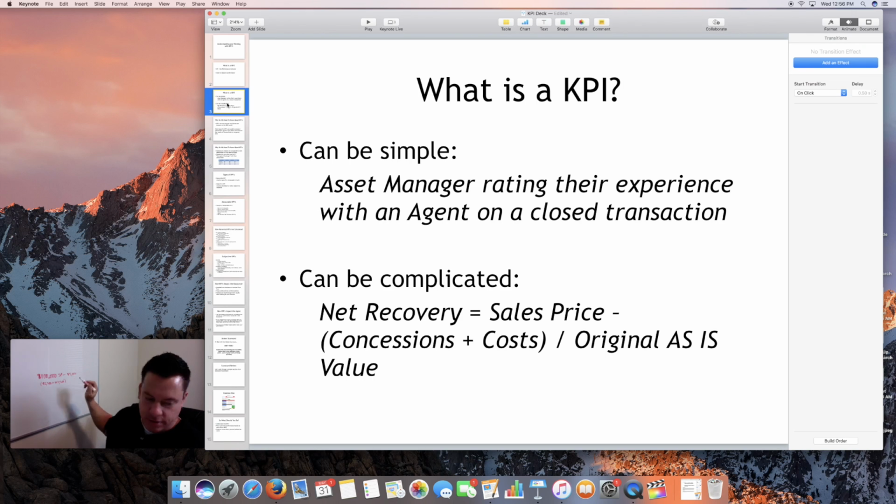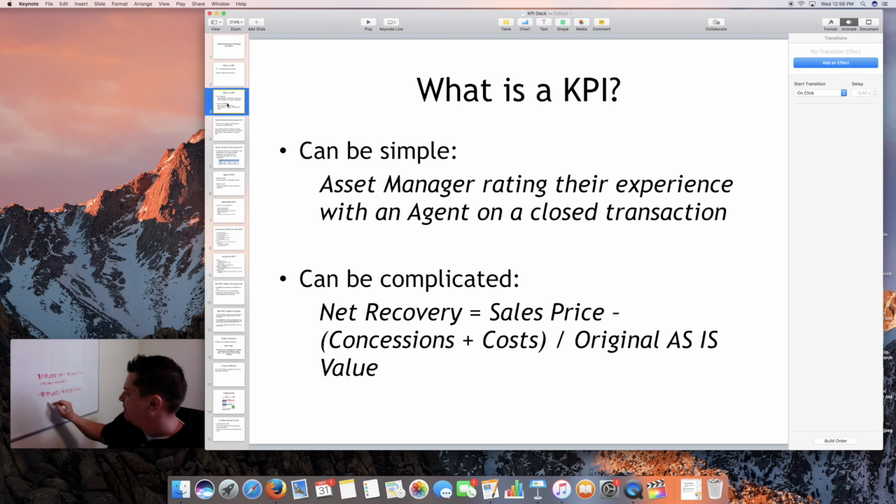$5,000. Should probably turn my phone to silent. Sorry about that. So $100,000 sale price minus $5,000 concessions. I'll just put those as a C. Is going to equal, make sure we can see this here, $95,000. And then we're going to divide that by our original as-is value, and let's say I originally said it was worth $100,000. And that's my original value.